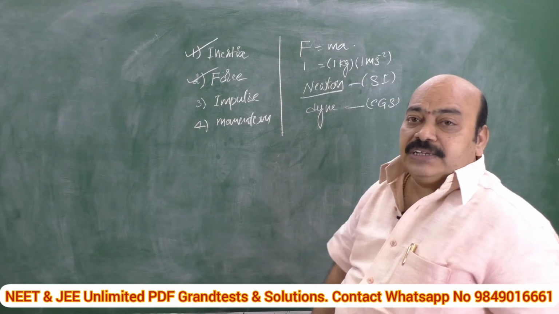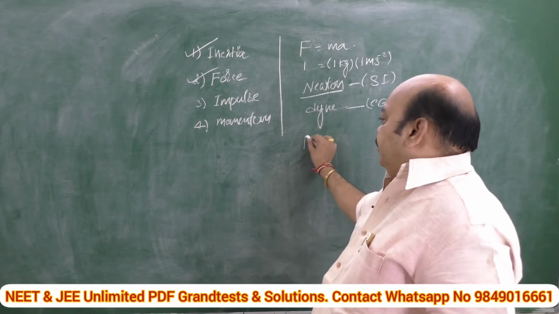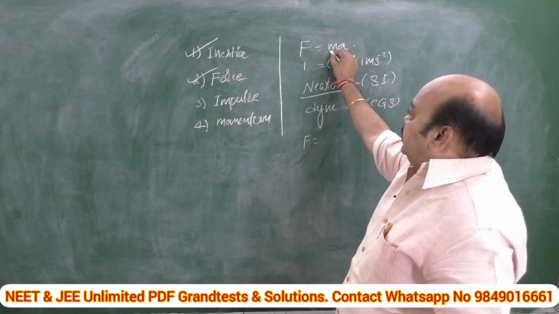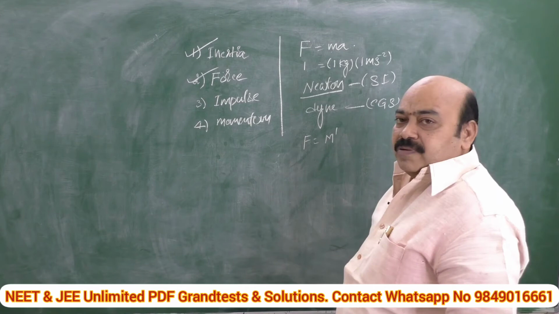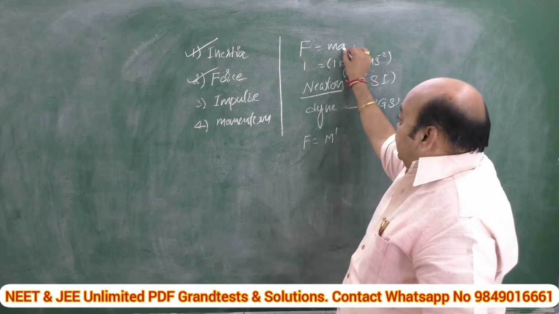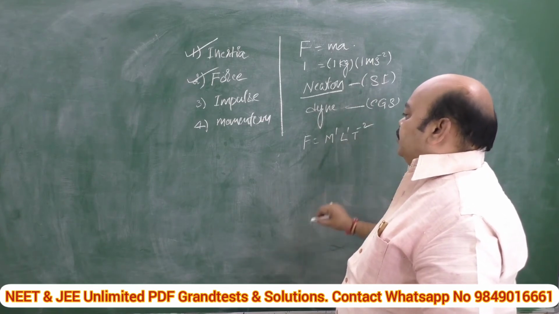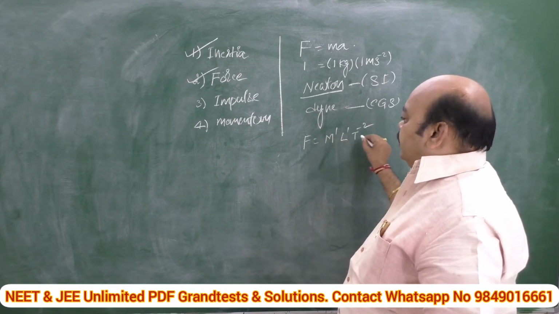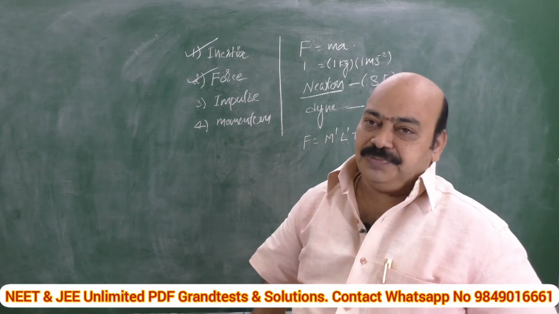Next question is, what is the dimension formula of this force? In the formula we have mass and the acceleration. Mass is expressed as M to the power 1. There is no question of length and time. Whereas in the acceleration we have L1 T power minus 2. So M1 L1 T power minus 2 is the dimension formula of force.